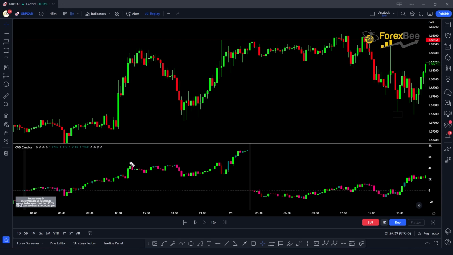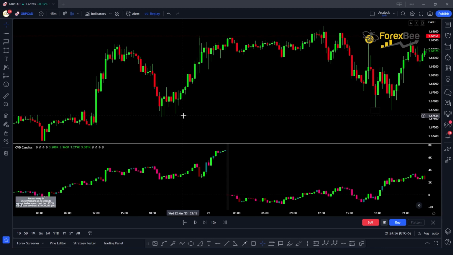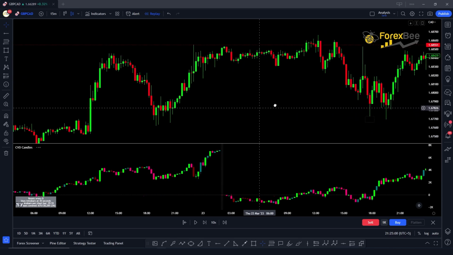But in case of simple volume delta, it only considers the one candle on which it's plotting that volume delta. So cumulative volume delta takes an average of previous ones, and it gives weight to the previous volume deltas as well, which is good in price action because it gives us an idea about overall price action in the market.